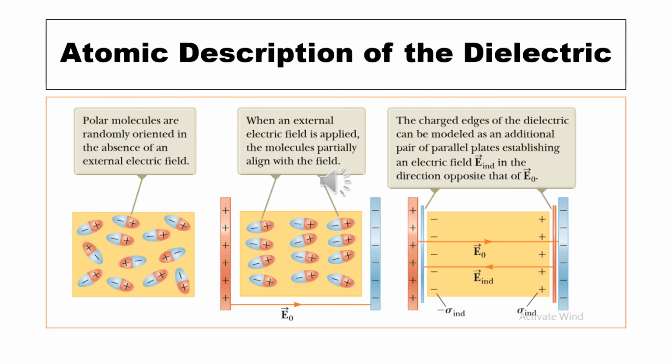Here is the atomic description of the dielectric. We consider that the dielectric material is polar. It can be non-polar as well. In the absence of any electric field, the molecules are just randomly placed, so their poles are randomly oriented. In the presence of an electric field, they are forced to maintain a proper alignment. Because of that, an induced electric field is introduced, which always opposes the applied electric field. And due to this difference, the operating voltage, which can be measured by a voltmeter, shows some decrement.